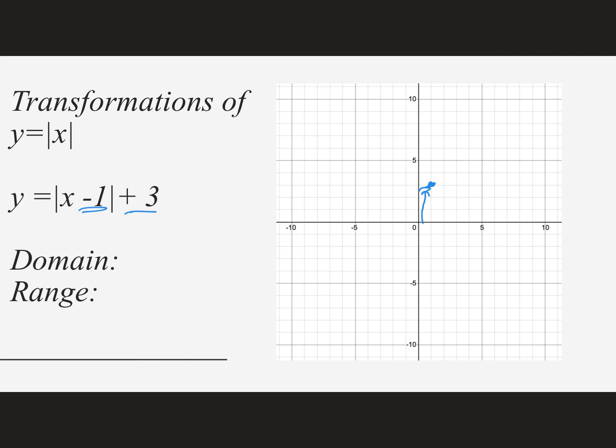That's really messy. Let's try that again. So, go from here. Okay. So once again, my domain is still going to be negative infinity to infinity. I hope you're seeing a pattern on the domain. And in this case, my range is going to be 3 to infinity.